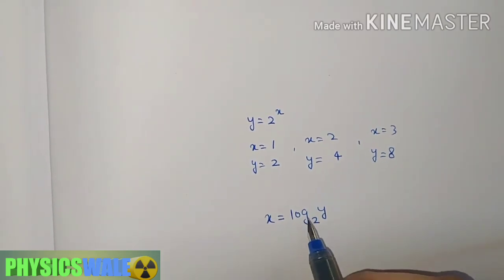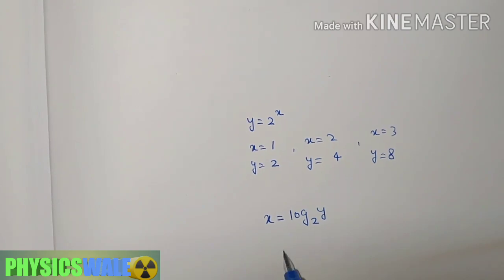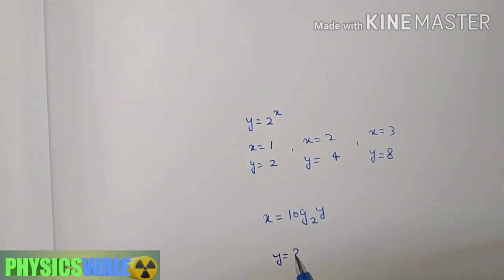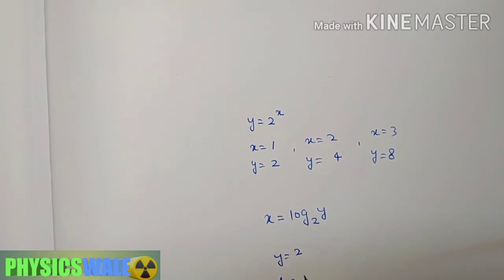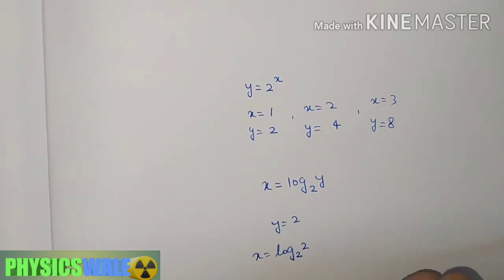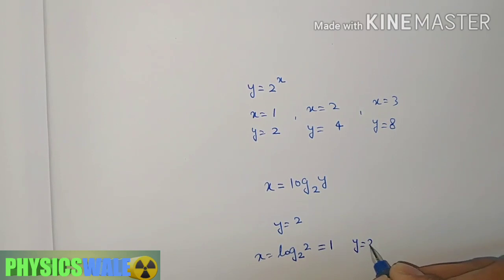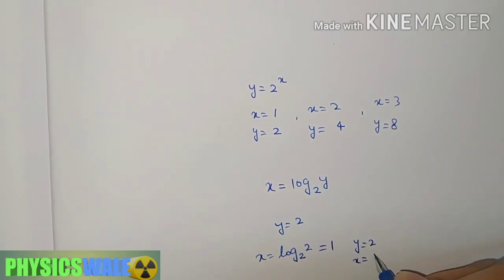Now I'll get different values of x for different values of y. So let us put y equal to 2. It will give us x is equal to log of 2 to the base 2. Now what power of 2 should I raise so that I get 2? Definitely we know that 2 raised to the power 1 is 2. So it will be 1. So for y equal to 2, x is equal to 1.